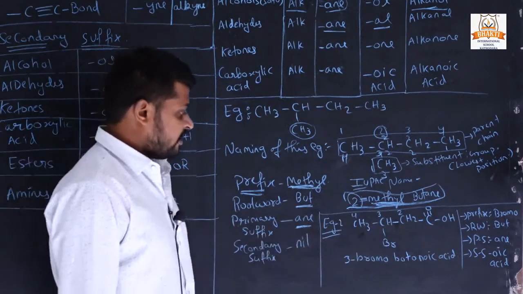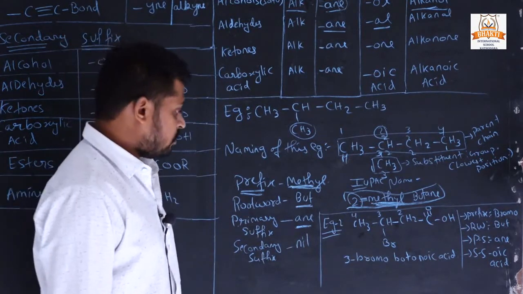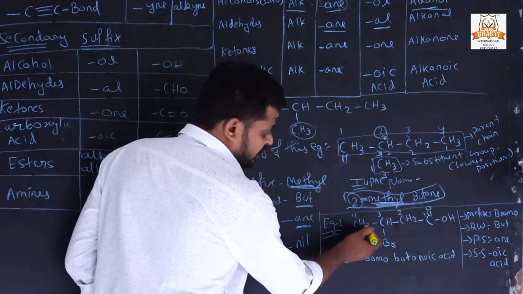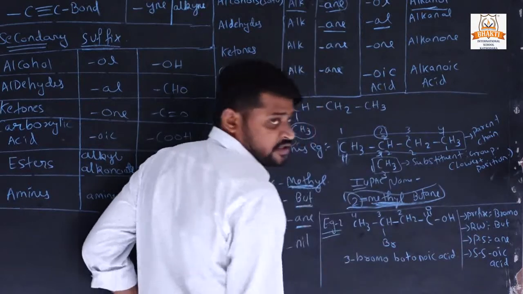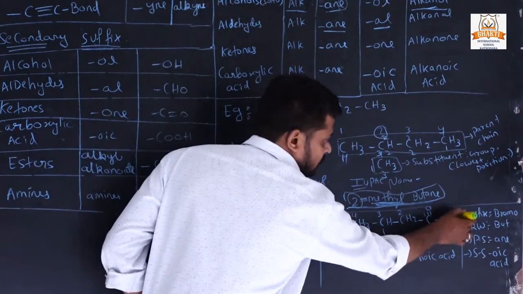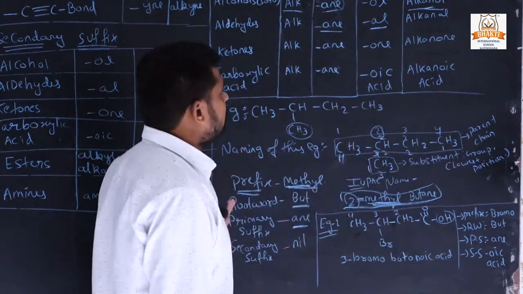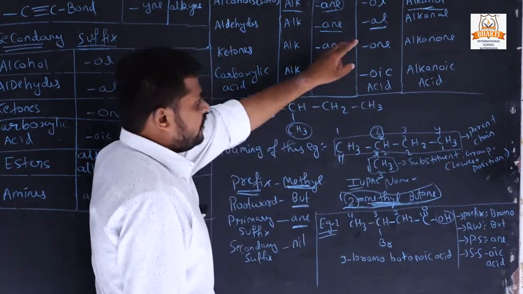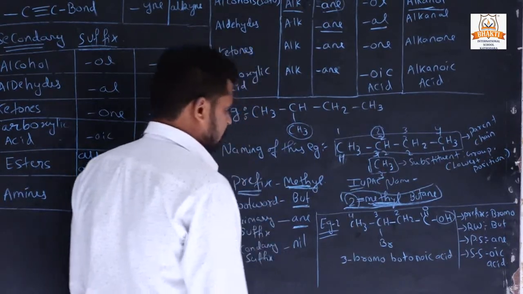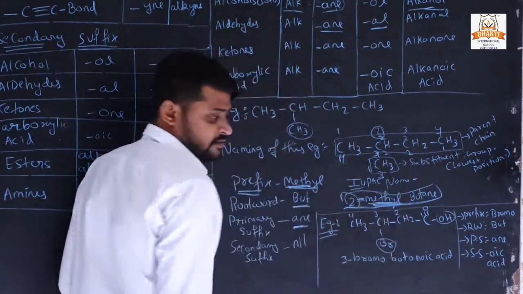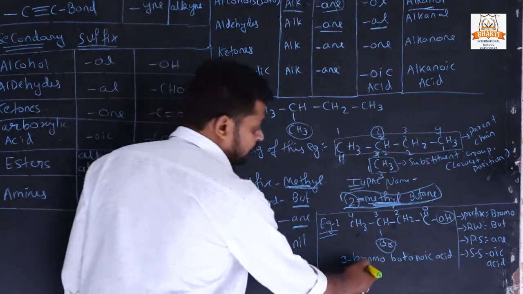Now we will take another example. In this we will use a secondary suffix also. See the structure: CH3, CH, CH2, C double bond oxygen and OH. Here OH means it is from the alcohol group, so what was the generic name? Alkanol. Now see here Br is also present.